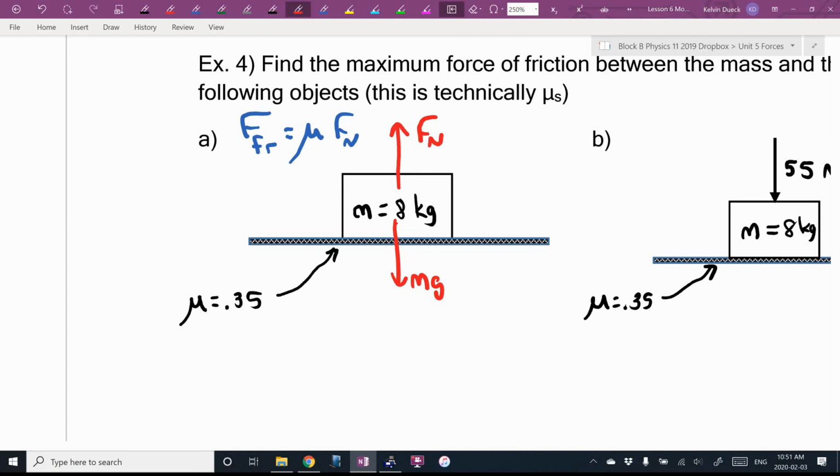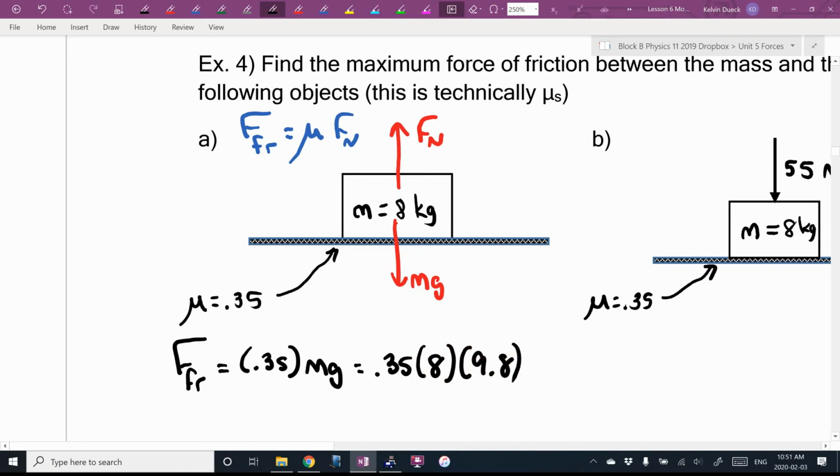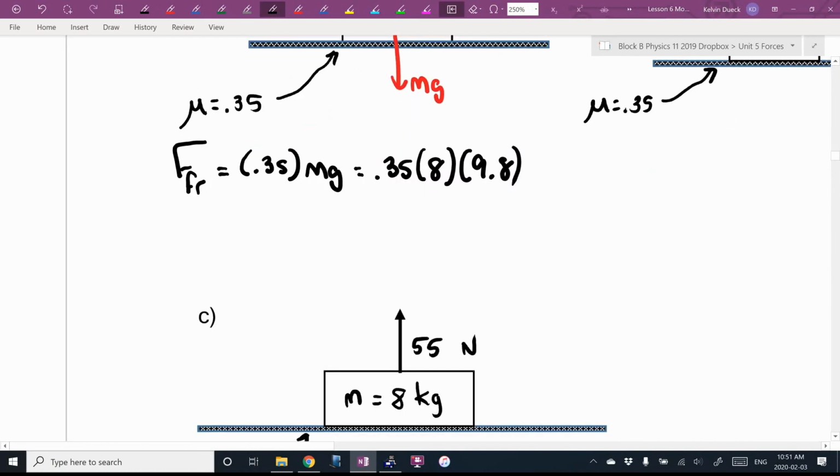What's the biggest friction can be? That's what we're calculating here. So, friction equals mu 0.35 times the, I don't know the normal force. Oh, but look. I know another force the same size as the normal force. Which force is the same size as the normal force, McKenna? So it's going to be 0.35 times 8 times 9.8, which is what? Maximum force of friction is what?